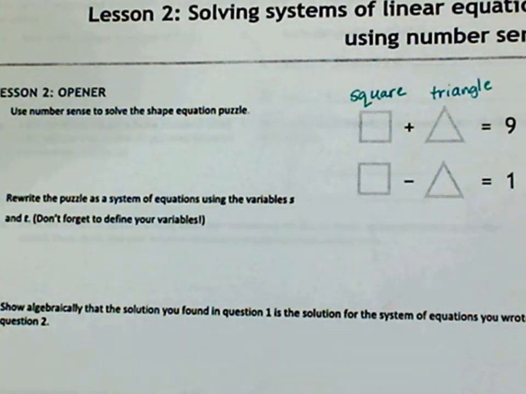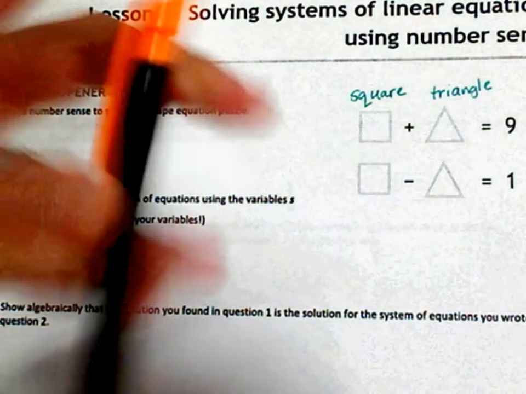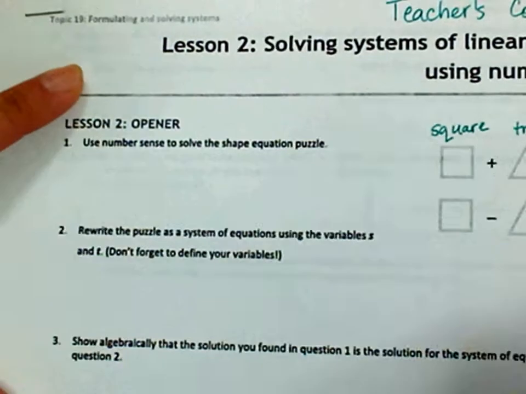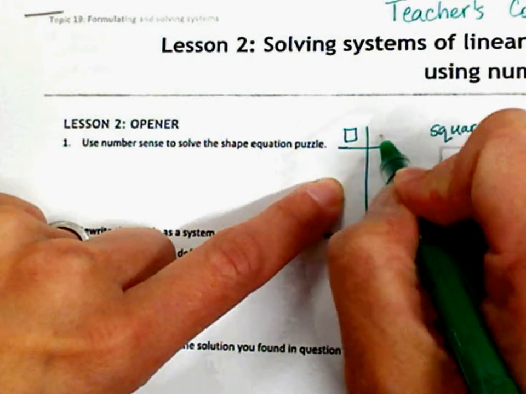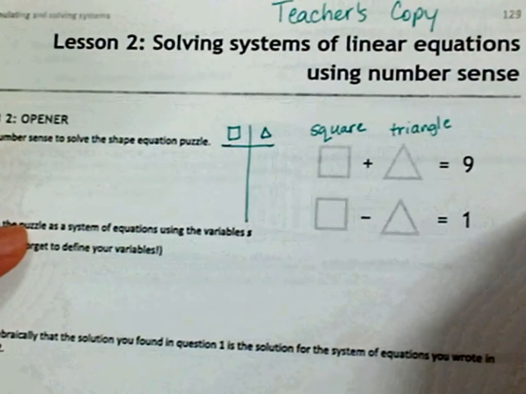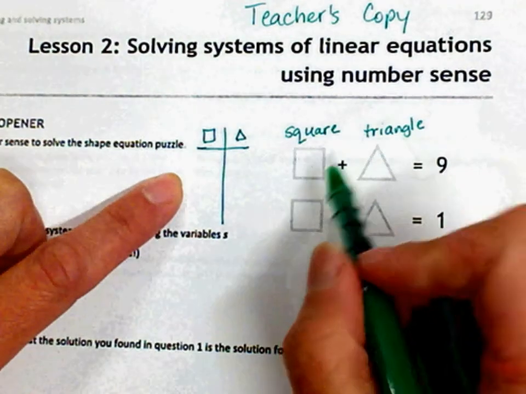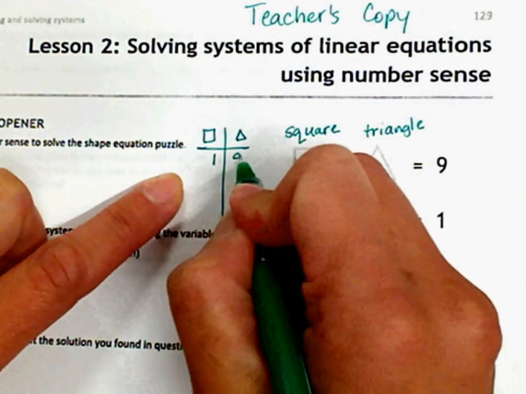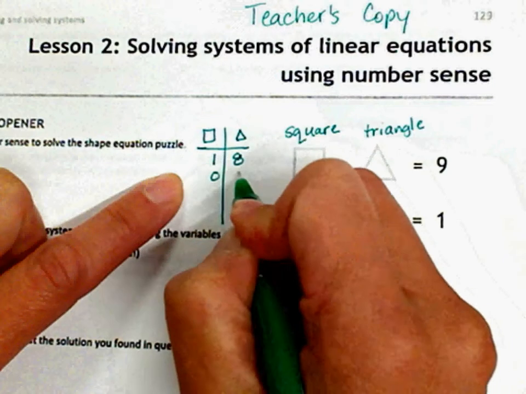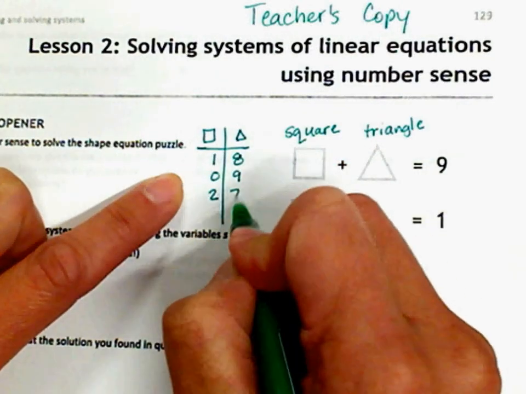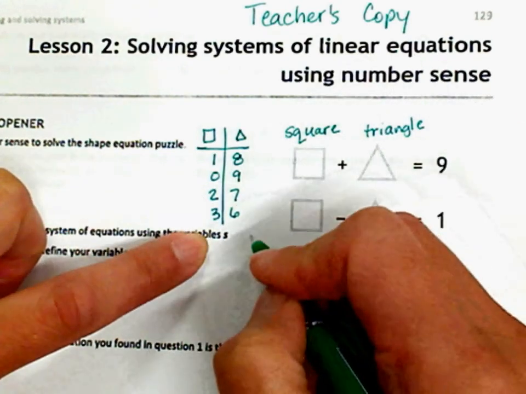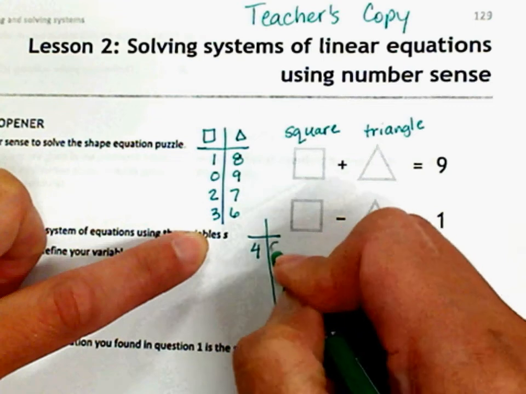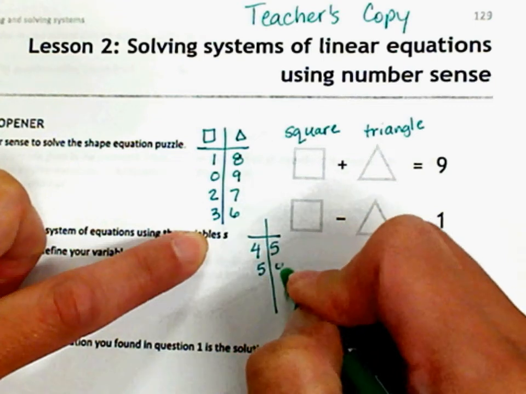So here are some numbers you can try. What are some numbers that add up to be 9? You can actually do a table. Let me show you. Here we have our square, here we have our triangle. What numbers add up to be 9? 0 and 9, 1 and 8, 2 and 7, 3 and 6, 4 and 5, and then 5 and 4. You see how that's a repeat? We can mark this off.